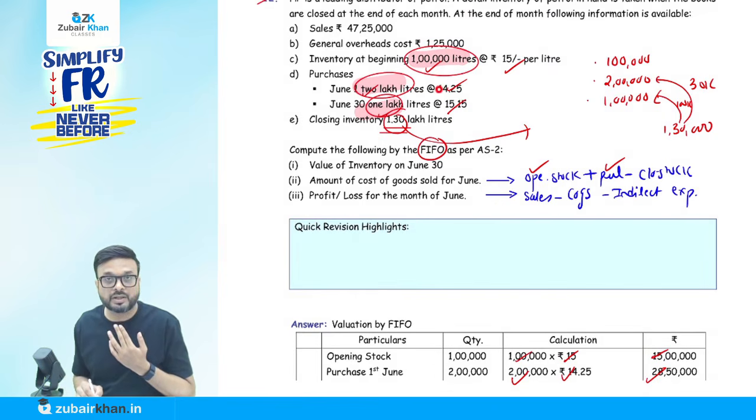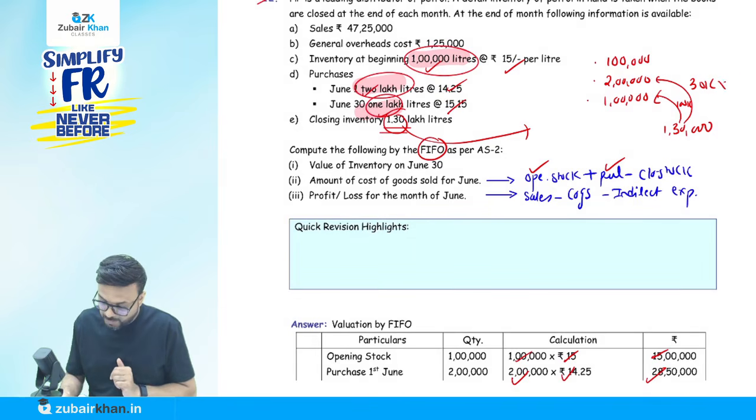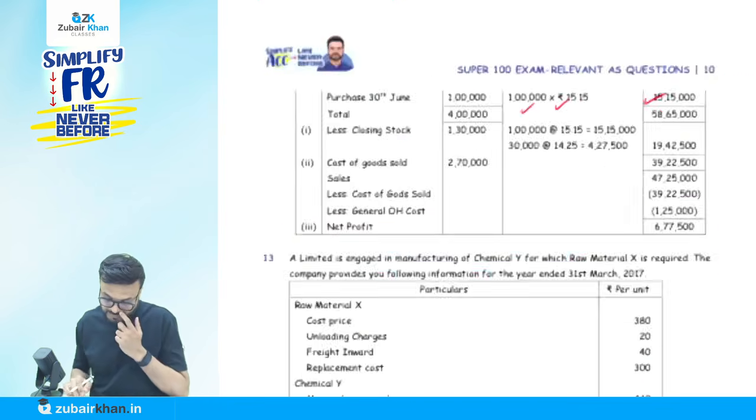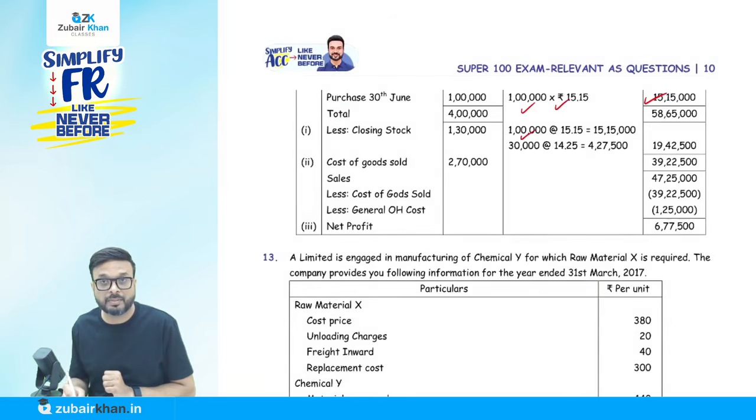Per liter it was 14.25. So 30,000 multiplied by 14.25, and here the 1 lakh, what is the price per liter? 15.15. So 1 lakh multiplied by 15.15. So you can see here 1 lakh multiplied by 15.15, and 30,000 multiplied by 14.25. This is the value we have.